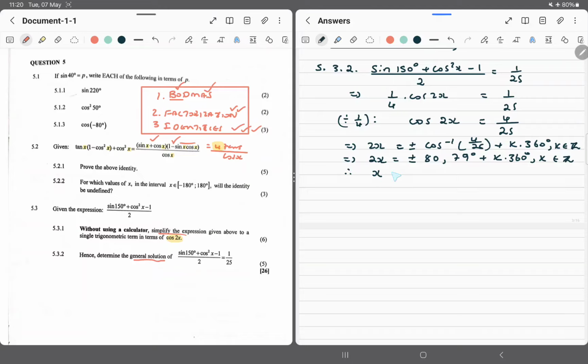Therefore, x is, now let's divide that by 2. This is plus minus 40.40 degrees plus k times 360 divided by 2 is 180 degrees.